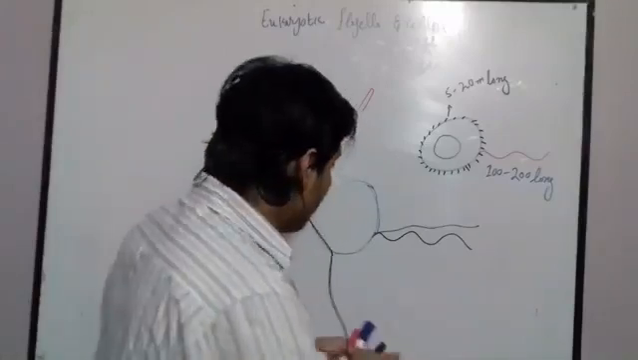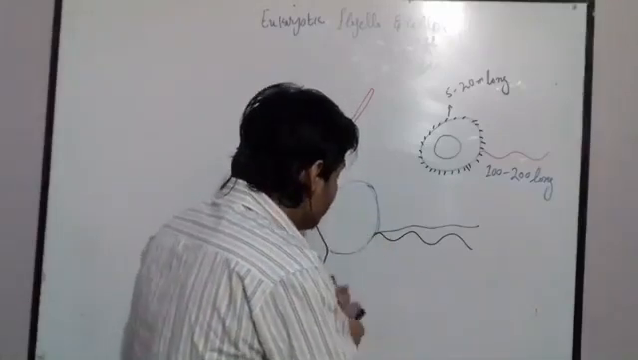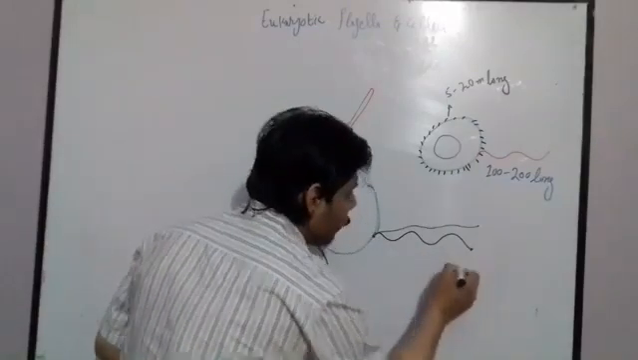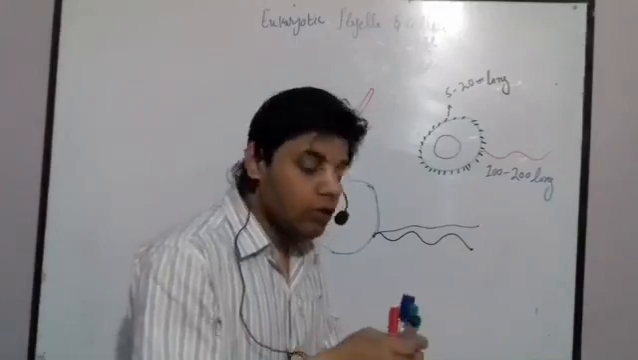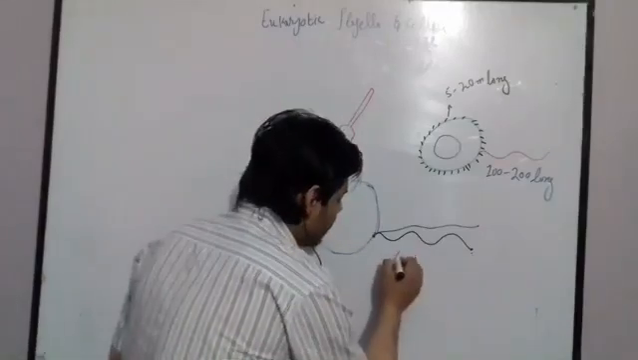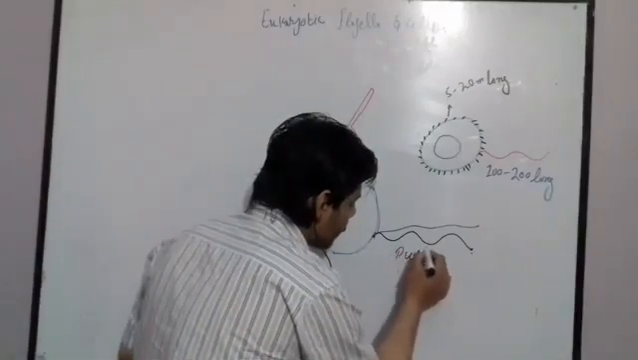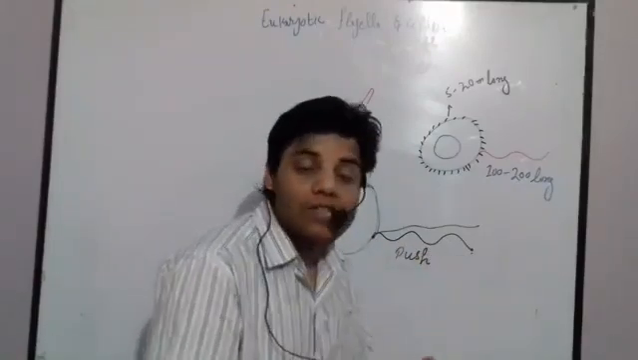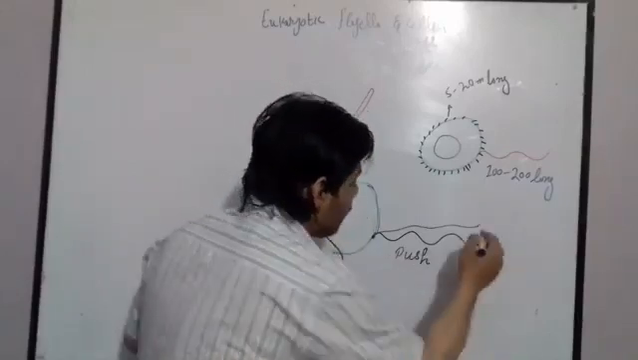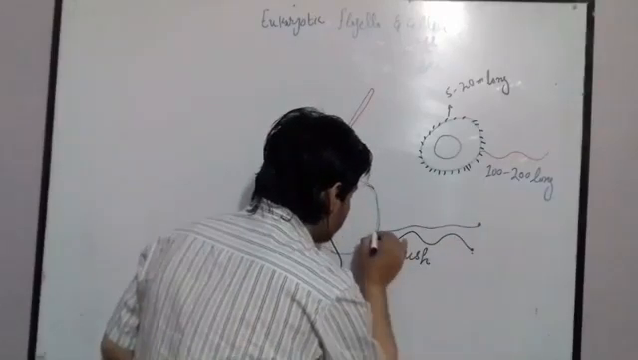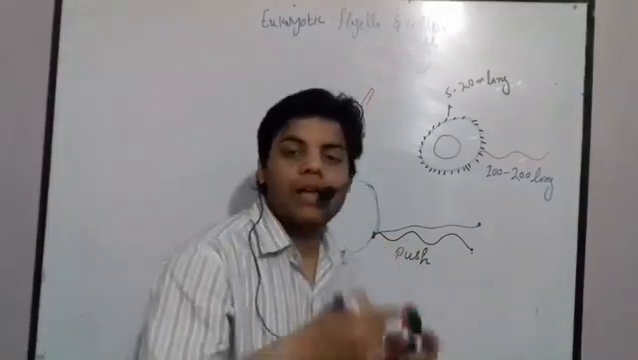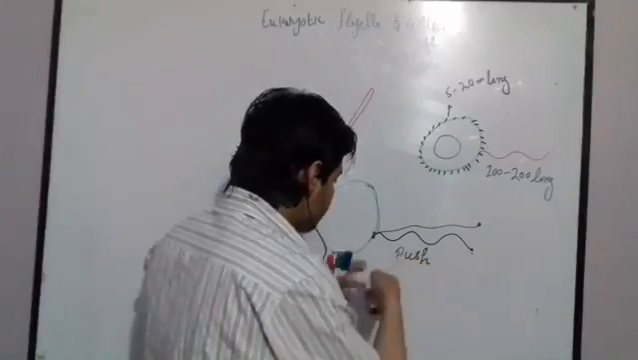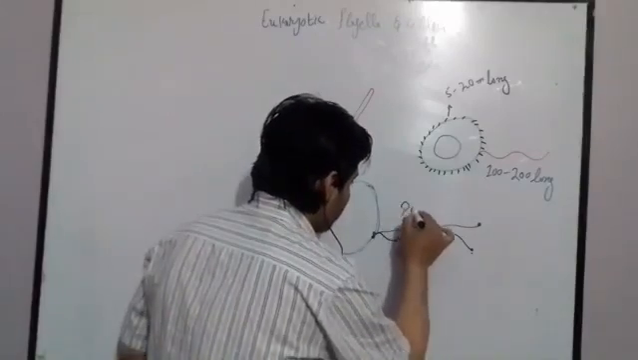That's a very important thing. Now one thing I must tell you: when the movement of the flagella is from base to tip, what actually happens during this movement? The cell will be pushed. But when the flagella movement is from the tip portion to the base portion, then what happens? The cell will be pulled. So this is push and this is pull.